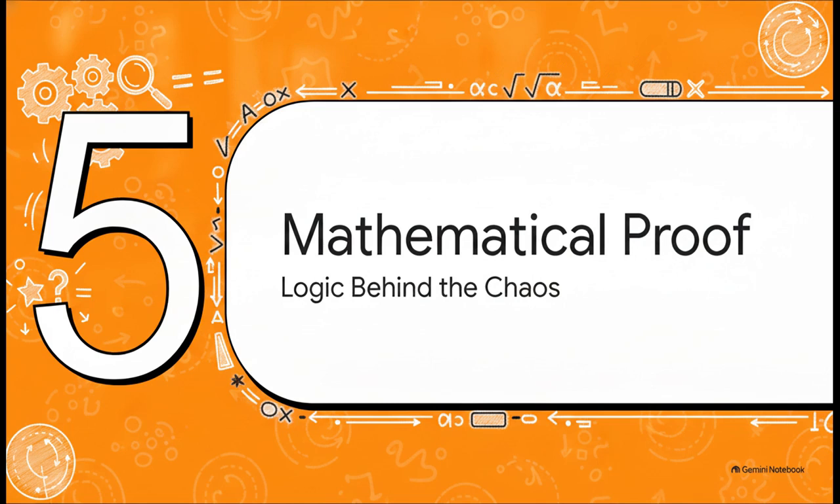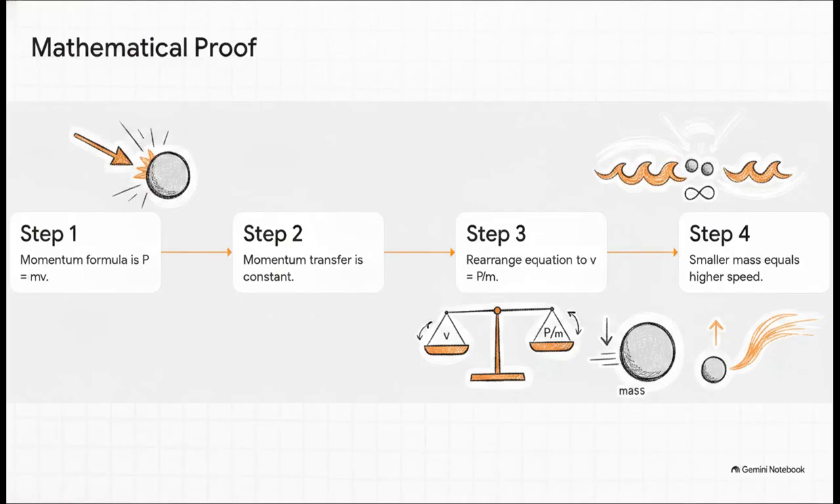Let's get into Section 5, the step-by-step mathematical proof. I promise we'll keep this step-by-step and free of overwhelming jargon. Step 1. We start with the basic formula for momentum, which is P equals mass times velocity, or P equals mv. Step 2. According to the kinetic theory of gases, when these tiny particles collide, they perform perfectly elastic collisions. This simply means the transfer of momentum, P, is a constant value.